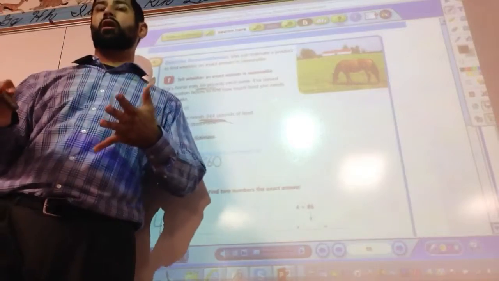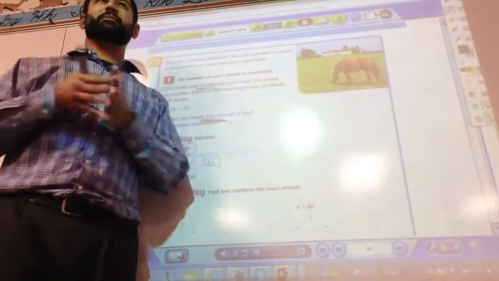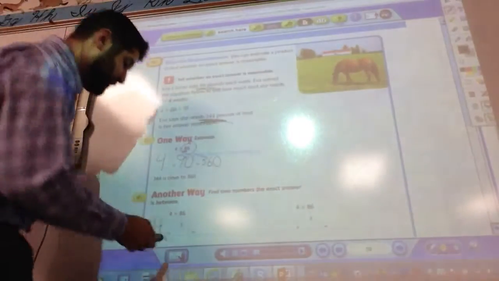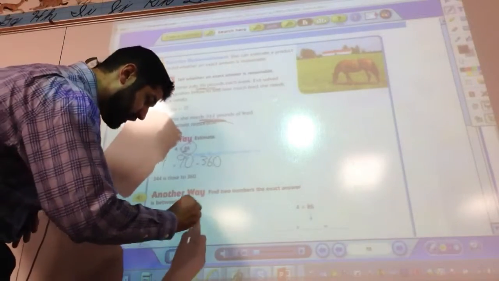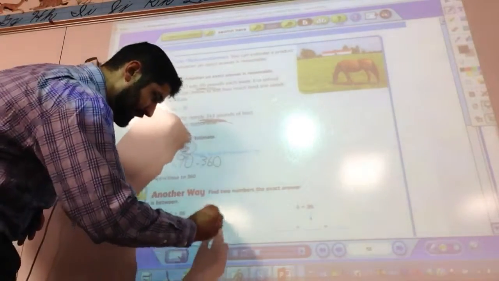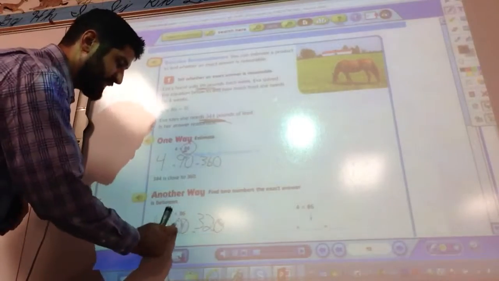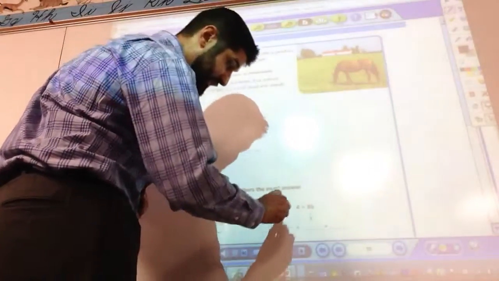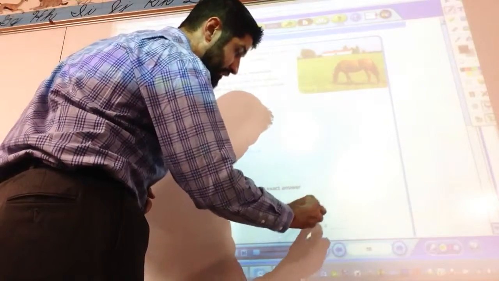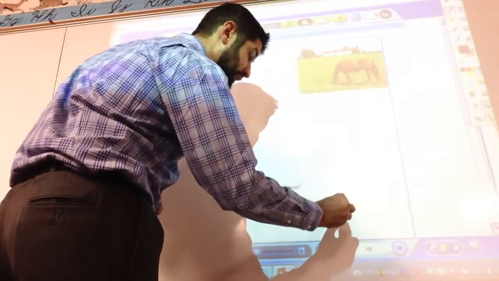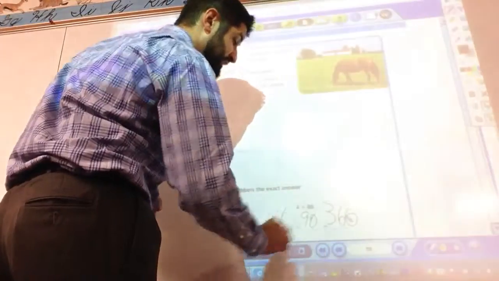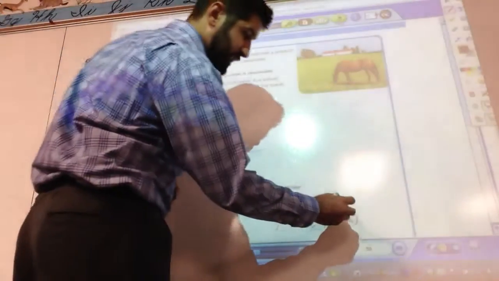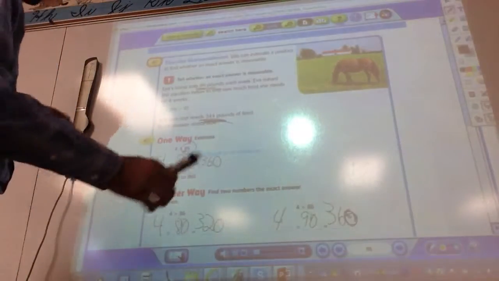Well, now I need to think, what would it be between? 86 is between 80 and 90, so 4 times 80 is 320. That's 32 tens. 4 times 8 tens is 32 tens, or 320. 4 times 86, but rounded up to 90, is 360, or 36 tens. You've got to be careful with your zeros. Make sure that doesn't look like a 6, because that'd be kind of an odd answer.